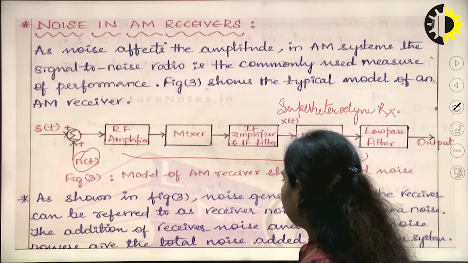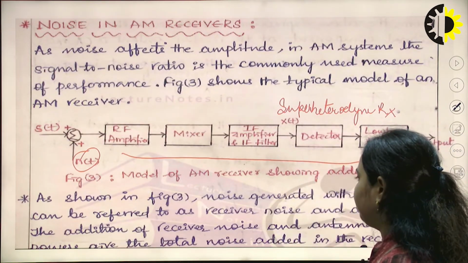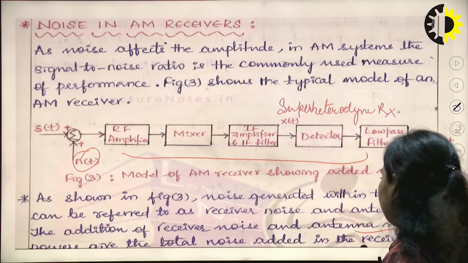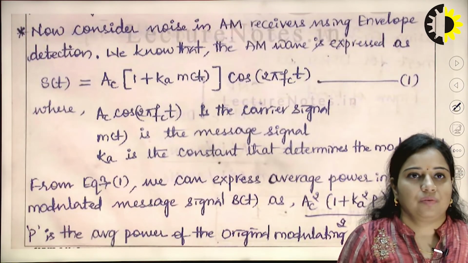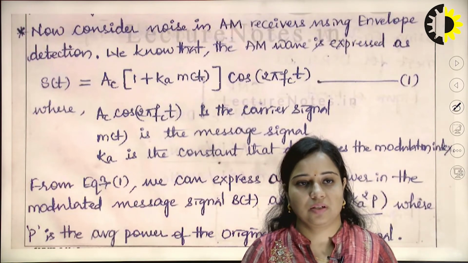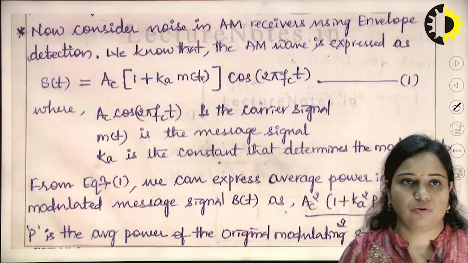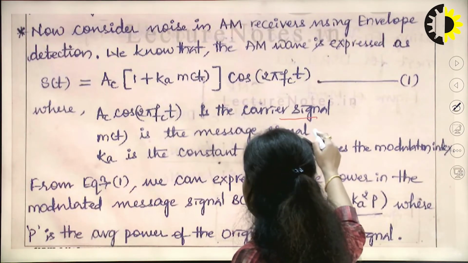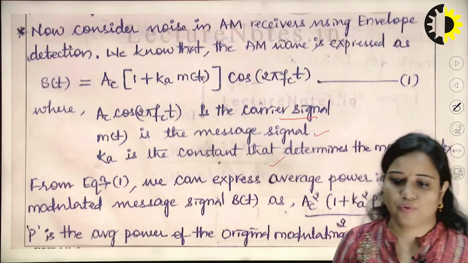As shown in this figure, the noise generated within the receiver can be referred to as receiver noise, and then there is the antenna noise. The addition of this receiver noise and antenna noise is considered as the noise at the receiver. First, we will write an equation for the received signal. Since it is an AM signal, the equation will be s(t) equals Ac(1 plus Ka m(t)) cos omega_c t, where Ac cos omega_c t is the carrier signal, m(t) is the message signal, and Ka is the constant related to amplitude modulation.